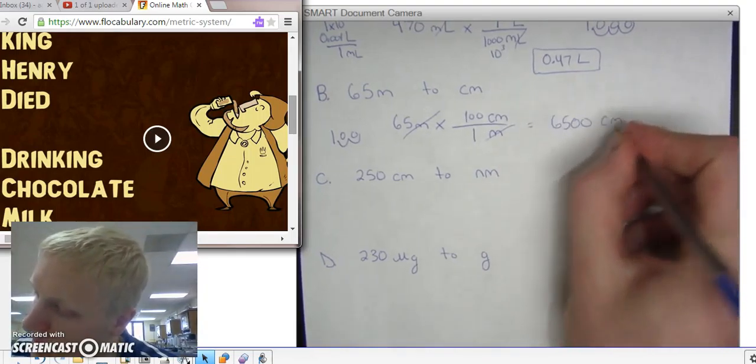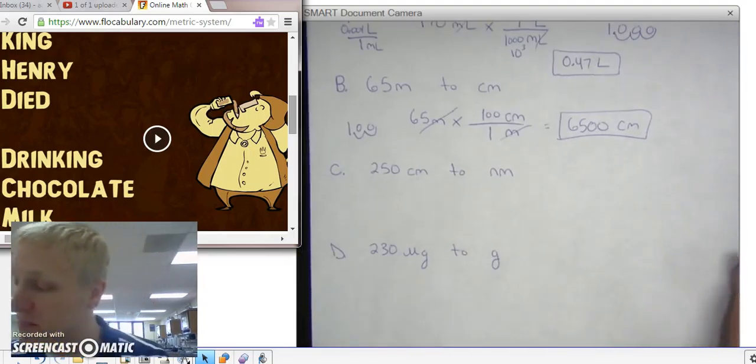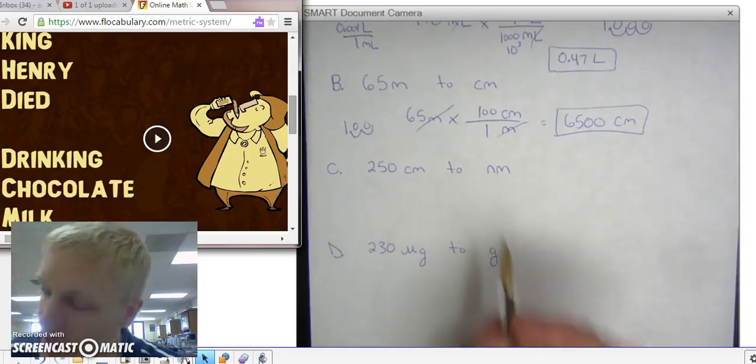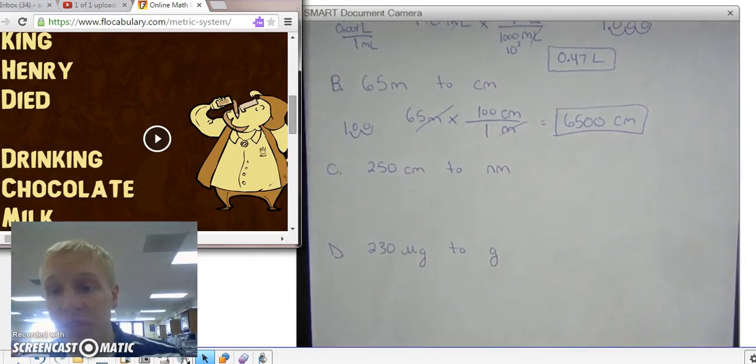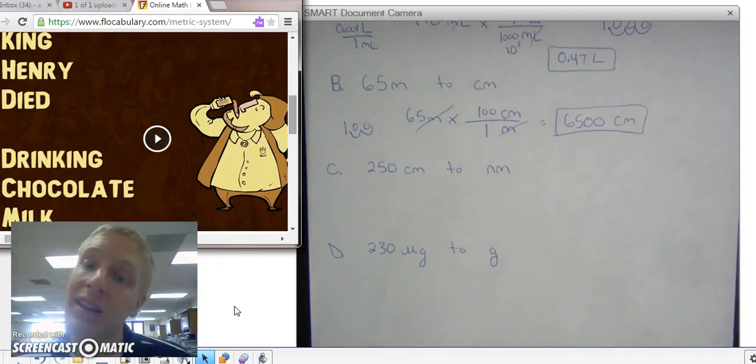And that's centimeters. I just did another metric conversion. That wasn't too bad. Let's try another. 250 centimeters to nanometers. This one is definitely more challenging because we're dealing with those 3 that go bigger than kilo and those 3 that go smaller than milli. Remember, when you go past milli into micro, nano, pico, you have to do 3 steps instead of 1 step.